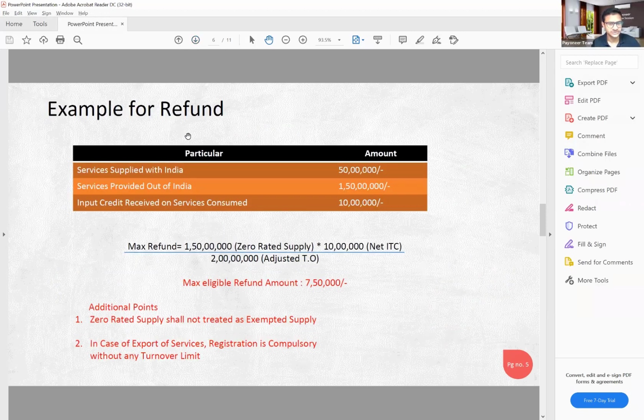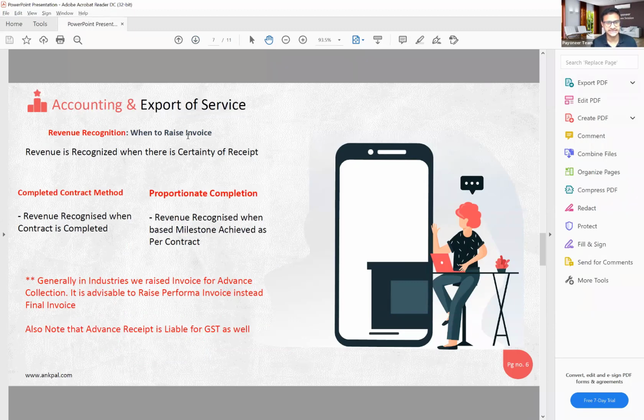I think there are a lot of questions coming in. One theme of questions that we are getting is with regards to GST for freelancers. I'll possibly take one question which summarizes a lot of other questions.